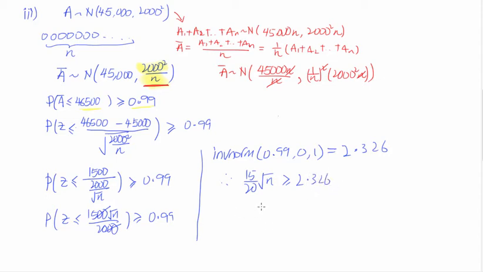So after we simplify further, we get 3.101. Squaring both sides, we will get 9.62. In other words, n has to be greater than 9, so n has to be 10. So there you go. This is it. This is for part 3.